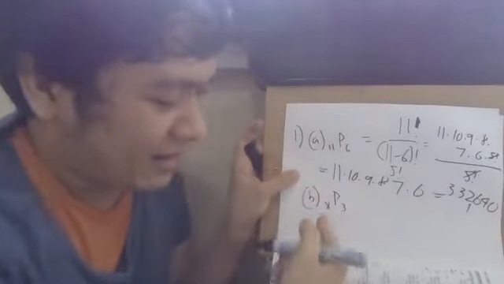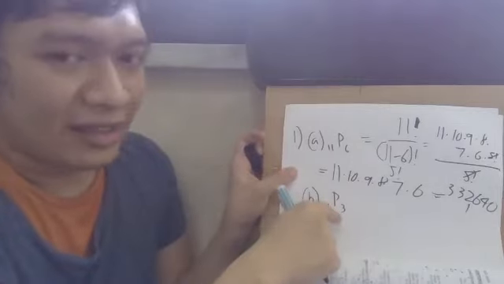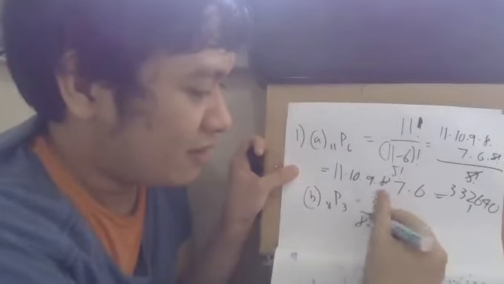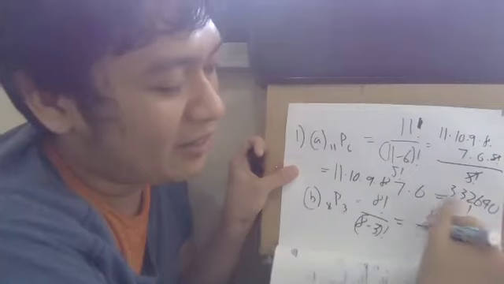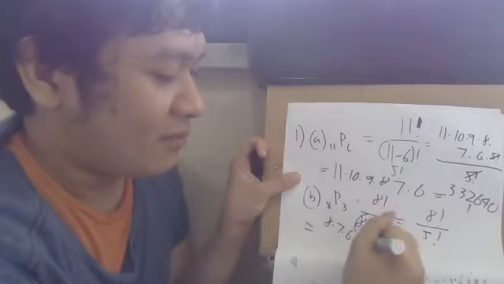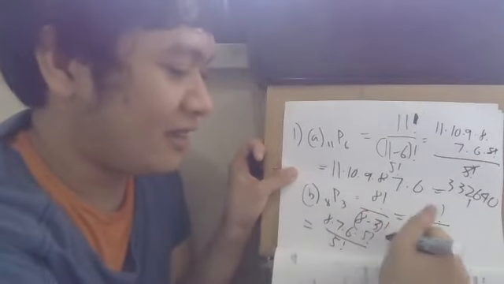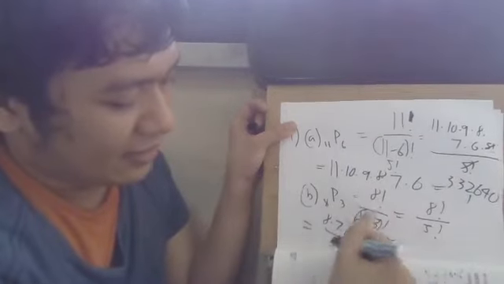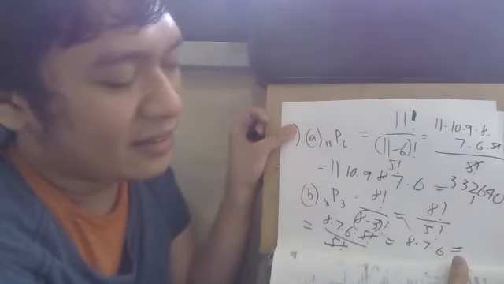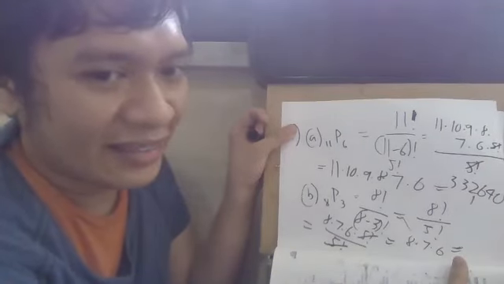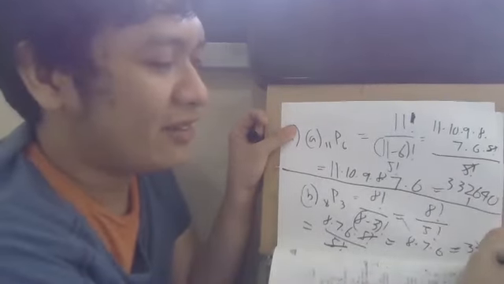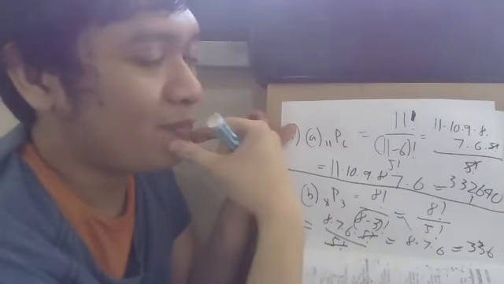Alright. 8P3. Number of permutations of 3 objects taken from 8. By the formula, routine na yung mga ganito. Equals 8 times 7 times 6 times 5 factorial over 5 factorial, cancel, 8 times 7 times 6 equals 56 times 6. That is 336. Okay?